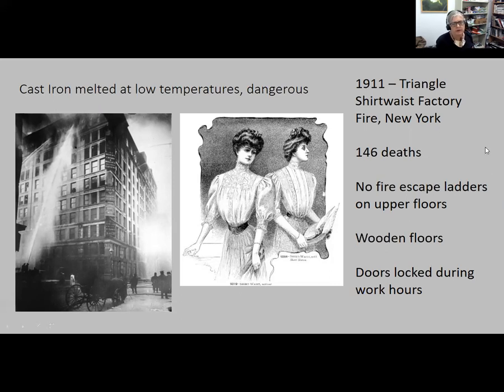Because in 1911, there was what's known as the Triangle Shirtwaist Factory fire in New York. So this was a place where these kind of shirts, called shirtwaist, were made. There weren't any fire escapes. There were wooden floors. The boss thought too many people were taking breaks, so he locked the doors during work hours.